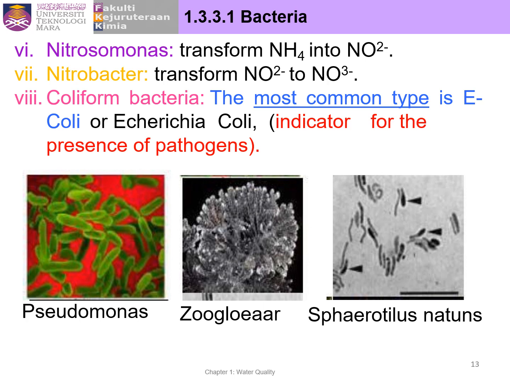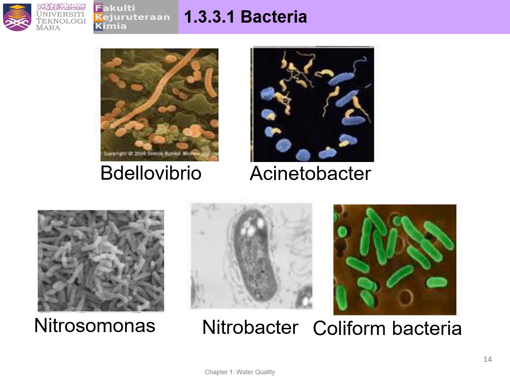Okay, the next one, Nitrosomonas, transforms ammonium into nitrite. And then we have Nitrobacter, which transforms nitrite to nitrate. Okay, the most common coliform bacteria is E. coli. This is the most common. And then E. coli is an indicator for the presence of pathogens. Okay, of course we have the value indicator here. And then this is the shape. You can see sometimes it is just like a rod.